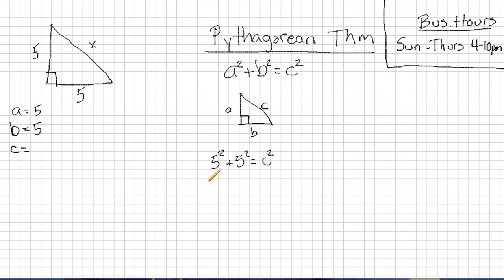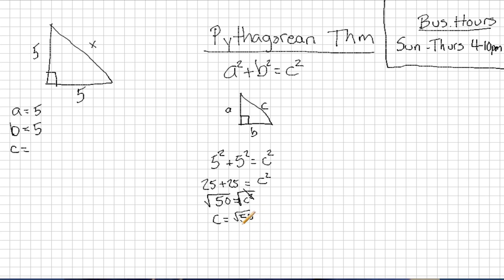And then 5 squared is 25. So we write that c squared. We add these up, we get 50 equals c squared. Now, to get rid of this square, because we just got to solve for c, we got to square root both sides. Okay? And then when we square root both sides, these cross out, and we're left with c equals square root 50.